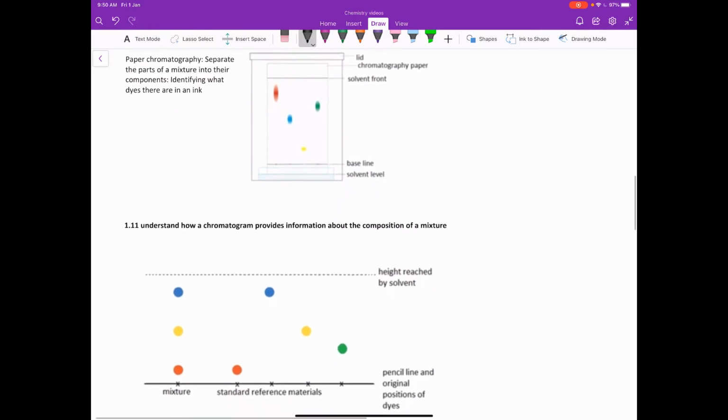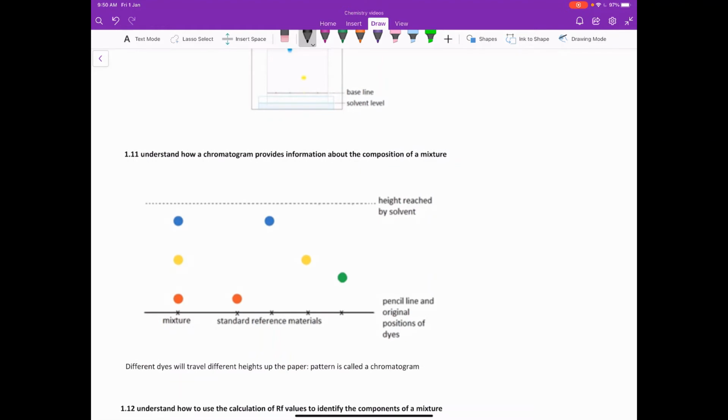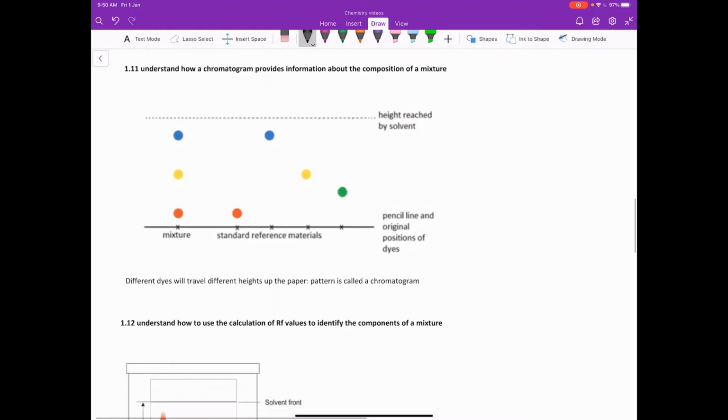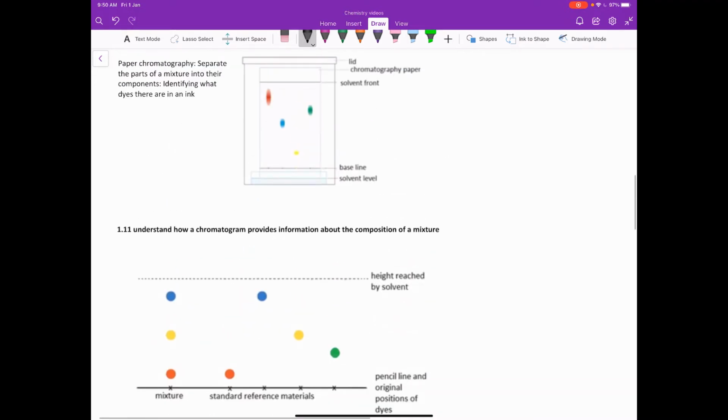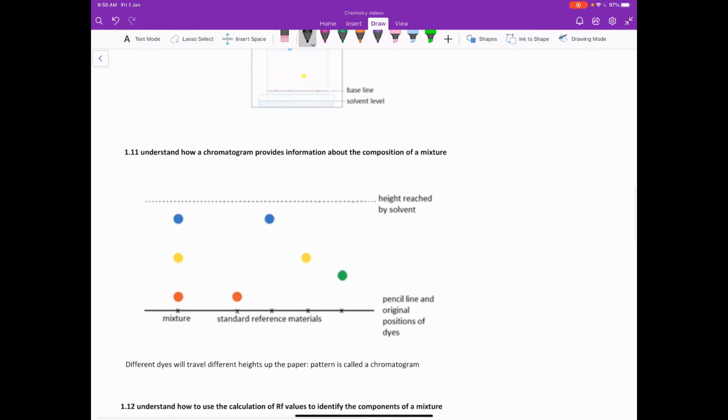Now I'll be going over 1.11. Understand how a chromatogram provides information about the composition of a mixture. So paper chromatography, as I wrote before, is to investigate the composition of a mixture, such as a pen or ink, and what kind of materials are used in it.